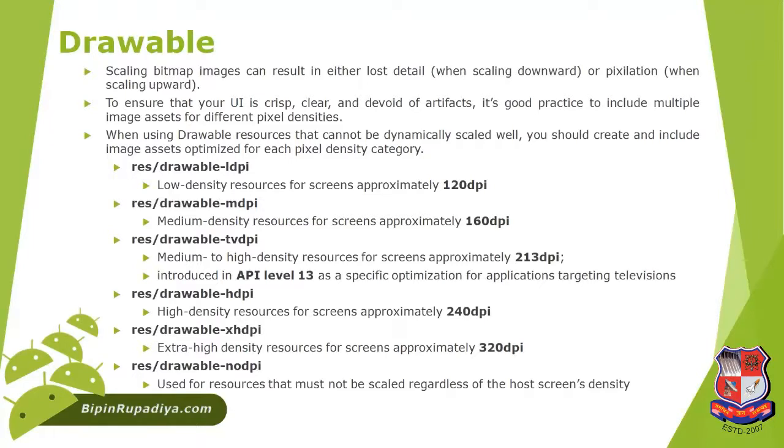Drawables are the collection of images that you need to place in the res/drawable directory. In Android, they provide specialized directories for specialized screens, like drawable for LDPI, MDPI, TVDPI, HDPI, XHDPI, NODPI, XXHDPI, XXXHDPI. A number of directories are available, and according to the DPI, you need to place your icons over there.